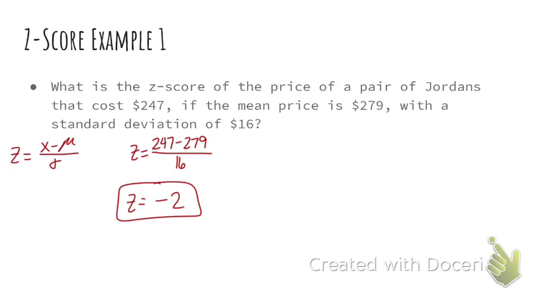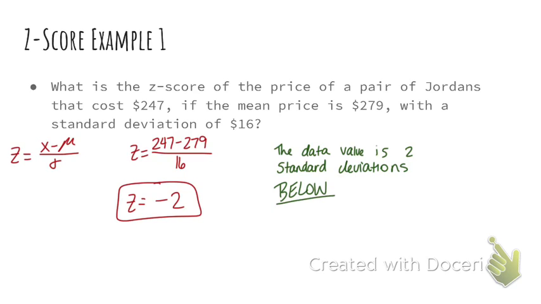So in English, what this means is the data value is 2 standard deviations below the mean. And I know that it is below the mean because the z-score was negative.